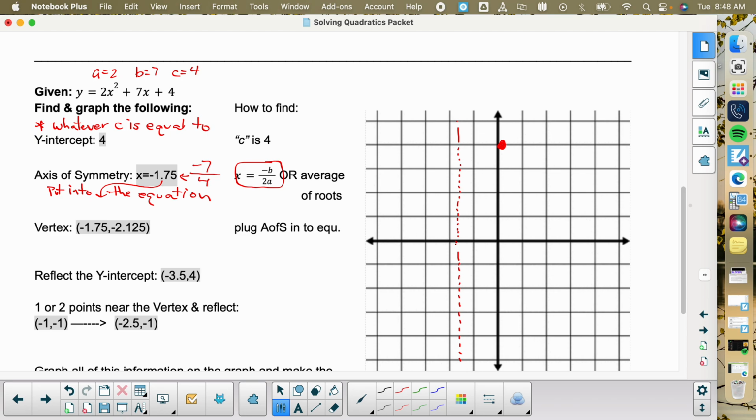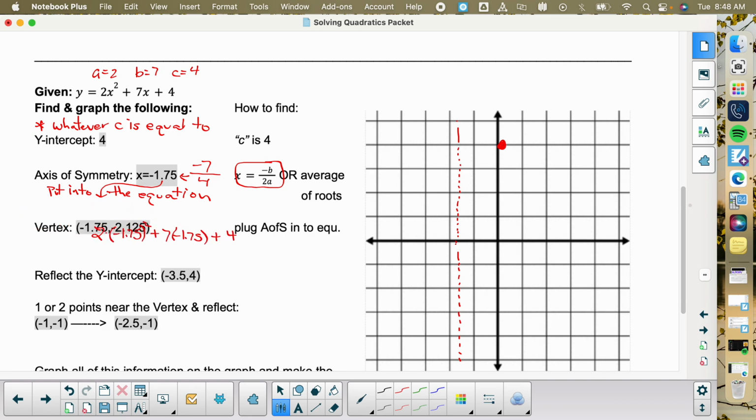Okay, so we've got 2x squared plus 7x plus 4. I'm going to do 2 times negative 1.75 squared plus 7 times negative 1.75 plus 4. This most definitely is not going to be something that you're going to do in your head. All of the problems we're running into now don't have super nice answers. They'll be okay, they just definitely won't be good.